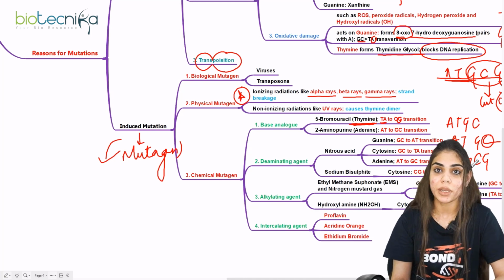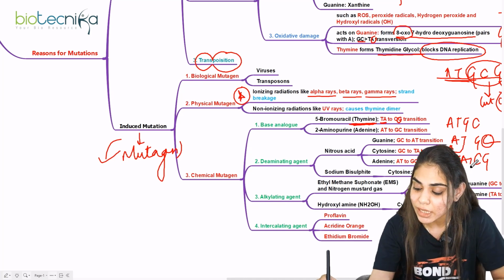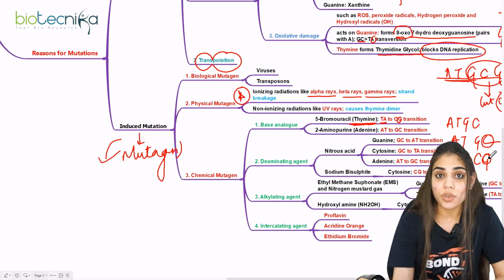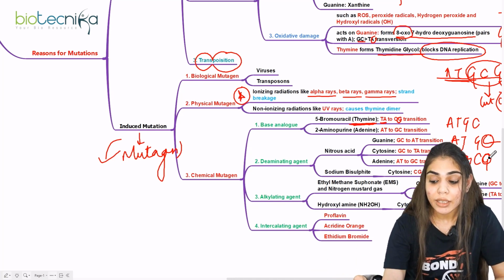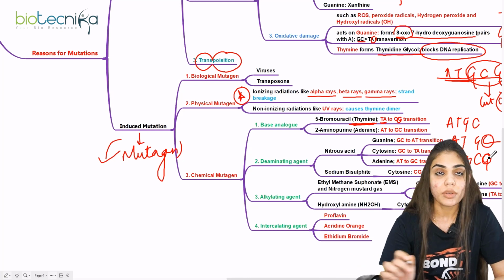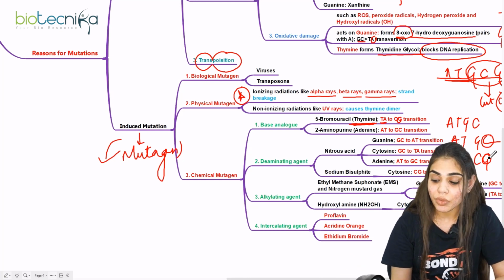It is very simple. And why transition? Because you can see adenine is replaced by guanine. So thymine, which was about to bind to adenine, now it is binding directly to guanine. So this is a type of transition.